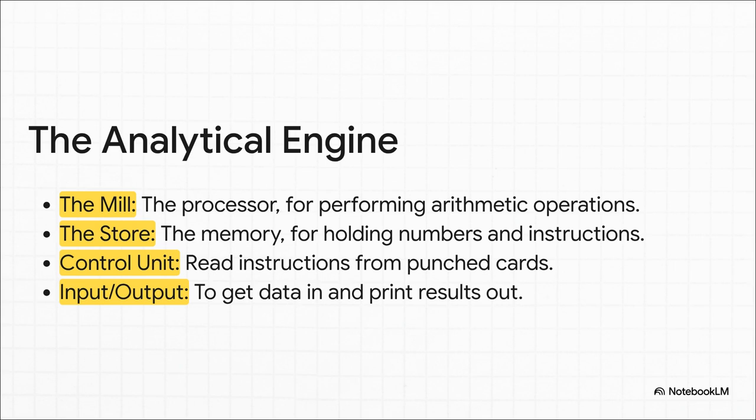It had a mill, that's basically a processor. It had a store, that's the memory, a control unit to read the instructions, and input/output. I mean, those are the fundamental parts of every single computer we use today. He had designed a general-purpose computer more than a century before the first electronic one was even a thing.